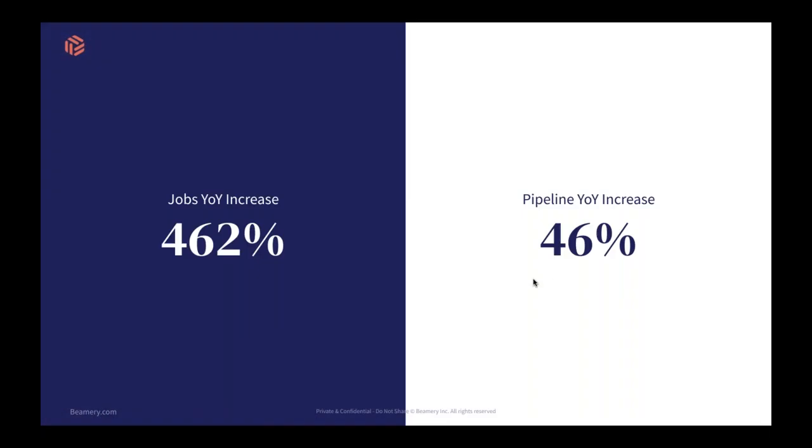So if you fast forward to today, what we're seeing, at least from our data, is a year-on-year increase of 4.5 times at least in jobs posted across our customer base, while the number of candidates pipelined have increased by only about 46%. So what you can see here is that demand is outstripping supply in a huge way.